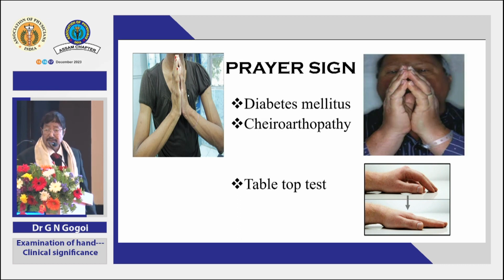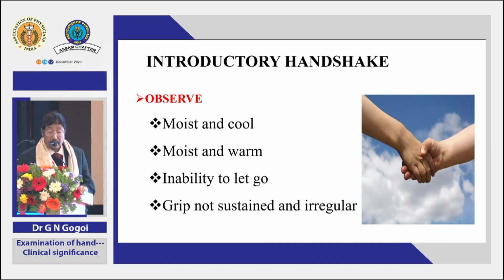This tabletop test can also be performed in patients with Dupuytren's contracture. Some of the patients may come with an introductory handshake. While doing the handshake, we observe whether his hands are moist and cool, suggesting that he is having anxiety neurosis. Moist and warm, may be thyrotoxicosis. And failure to relax the grip, or inability to let go.